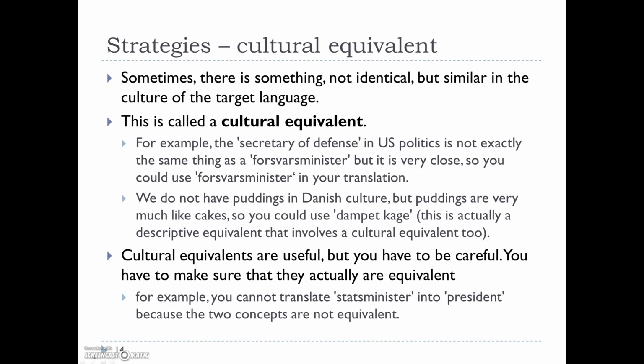So cultural equivalents are quite useful, but you actually have to be quite careful because you want to make sure that they are actually equivalent, right? If you decide to use one of these cultural equivalent words. For instance, you probably should not translate statsminister into president, even though it might seem as if these are fairly equivalent from a cultural perspective, but actually they are not really, right? So it's something to bear in mind, I think, to use caution.